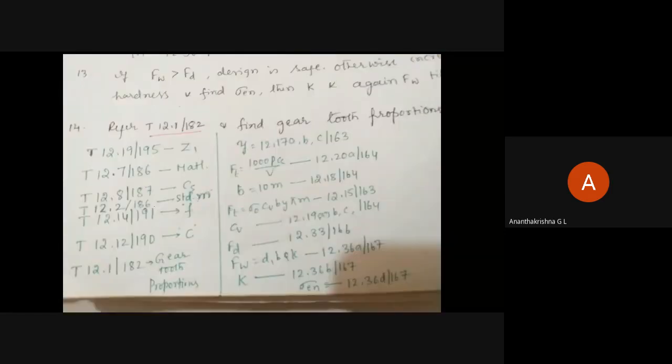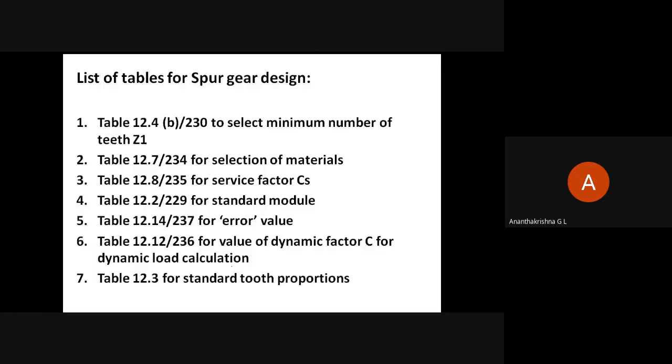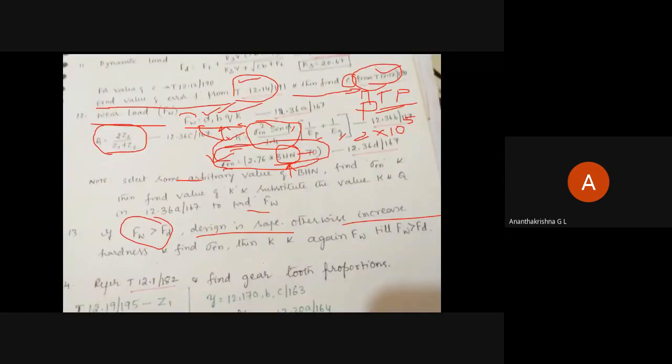Next, you need to find out gear tooth proportions. Use table 12.1. Find out gear tooth proportions in terms of module. So this is the procedure for designing a spur gear in general. Is that okay? Any doubt in this?